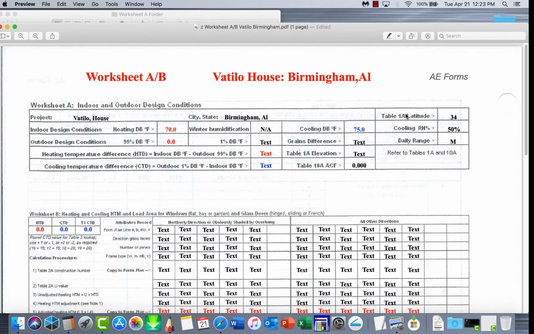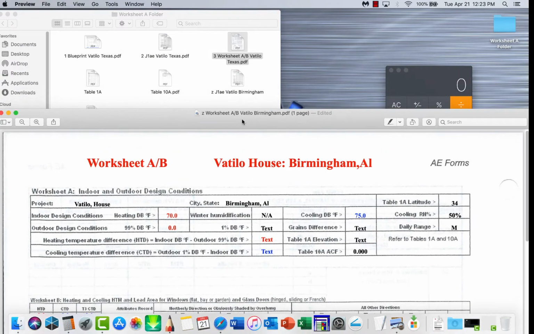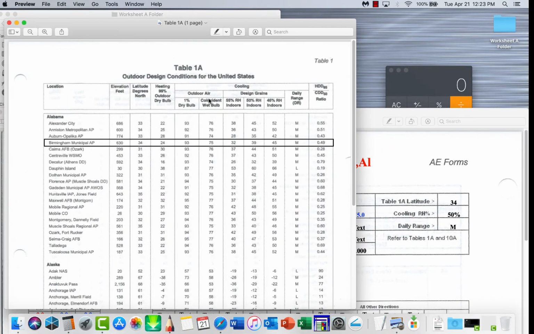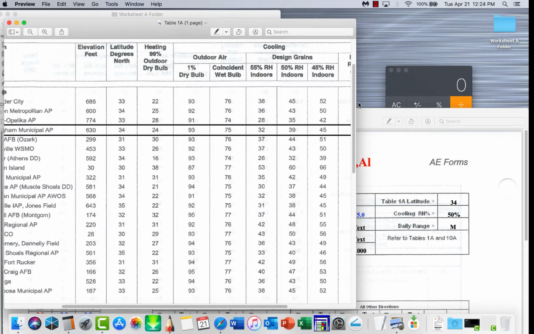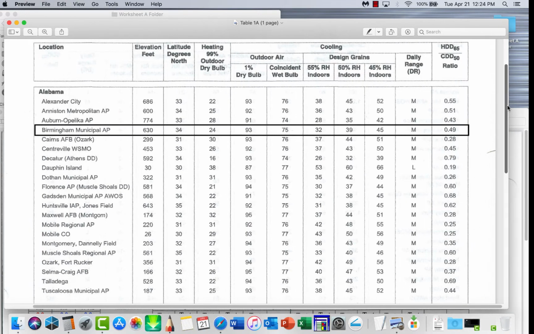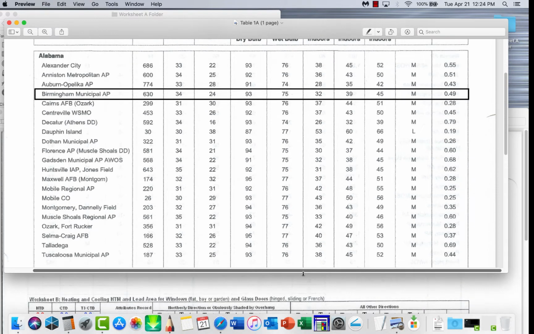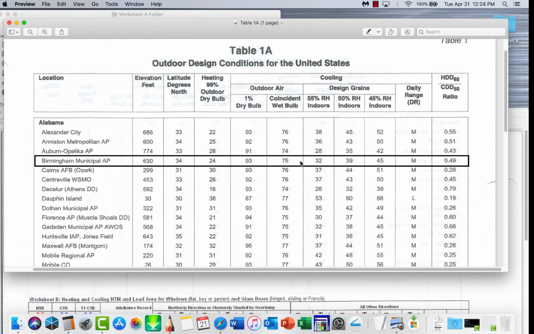Okay, so now we need to go to Table 1A. Table 1A has all the information that we're going to need for this part right here. I'll zoom in a little bit. There we go. Now we can see it, and we can get rid of some of this down here and scroll up to see what we're talking about. Now, Table 1A has your location. Basically, you pick the location that is closest to where you're going to be. Of course, we're doing Birmingham, so we're going to use Birmingham, Alabama.